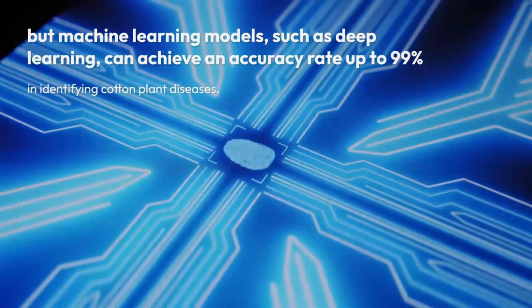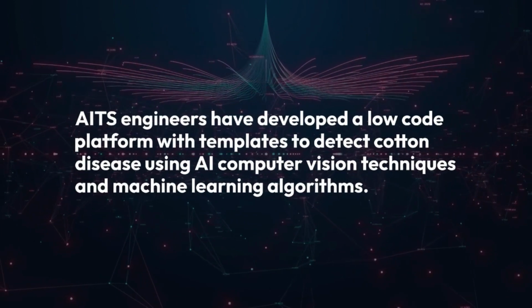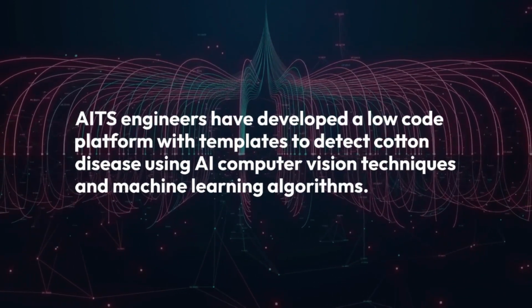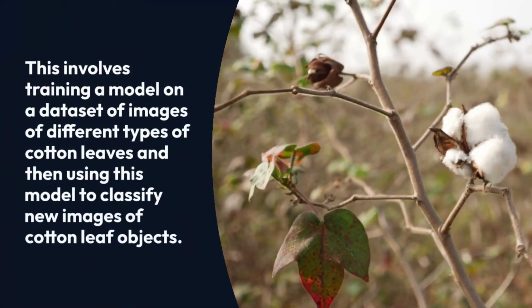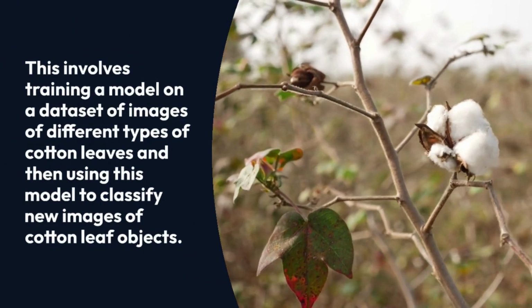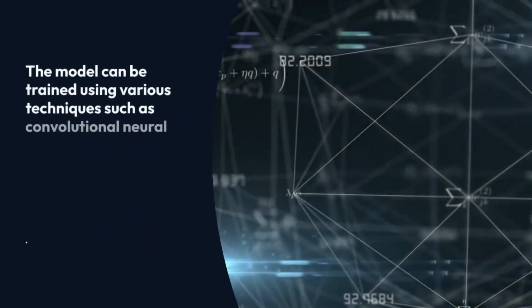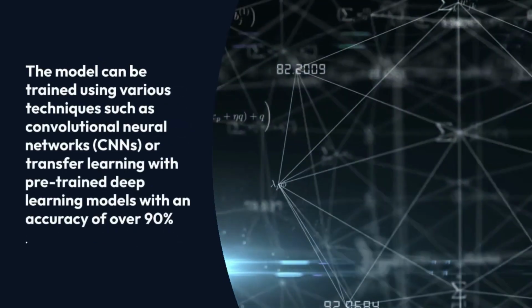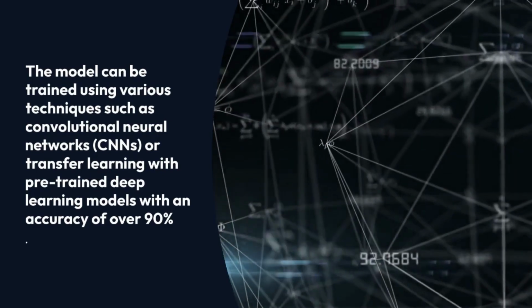AITC engineers have developed a low-code platform with templates to detect cotton disease using AI computer vision techniques and machine learning algorithms. This involves training a model on a dataset of images of different types of cotton leaves and then using this model to classify new images of cotton leaf objects. The model can be trained using various techniques such as convolutional neural networks (CNNs) or transfer learning with pre-trained deep learning models, with an accuracy of over 90%.